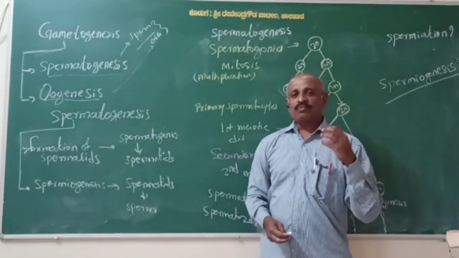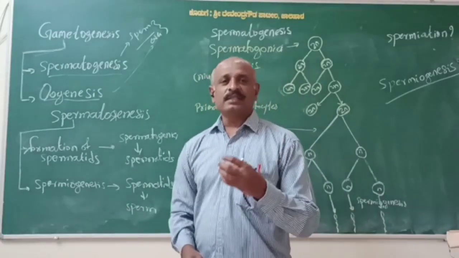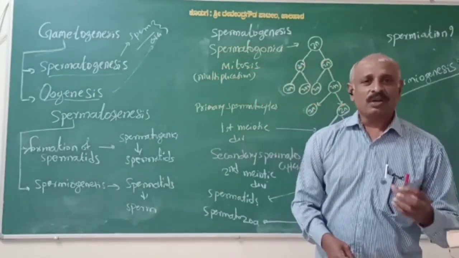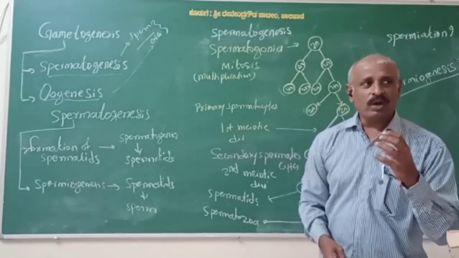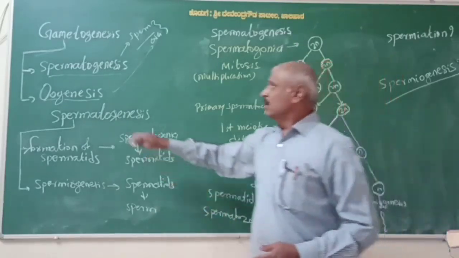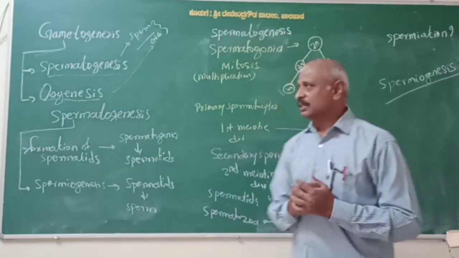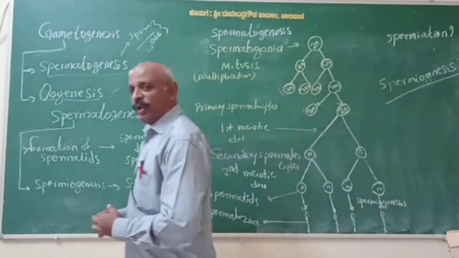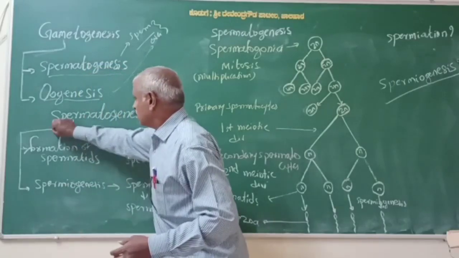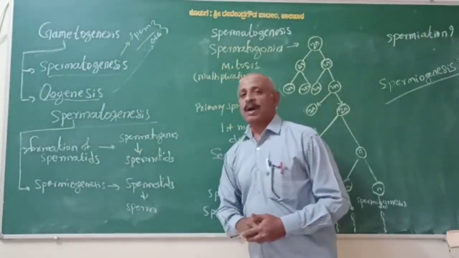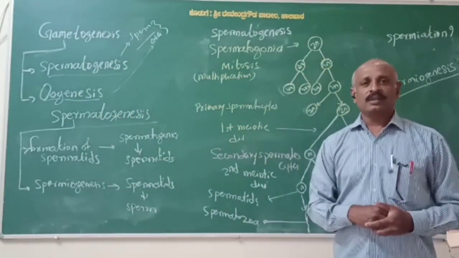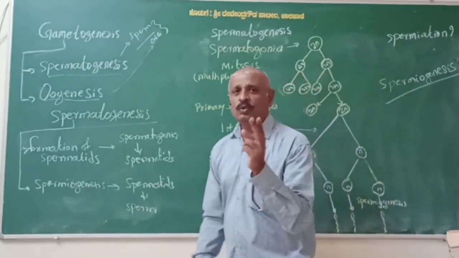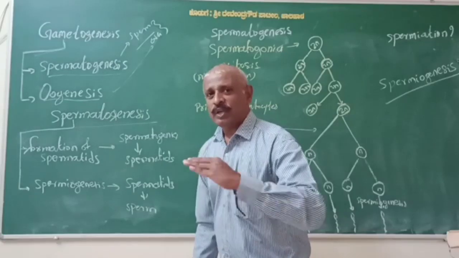The process of formation of sperms is called spermatogenesis. The process of formation of egg, ova, is known as oogenesis. I hope it is clear for you. Now we are moving to the first concept, spermatogenesis. This spermatogenesis includes two phases.